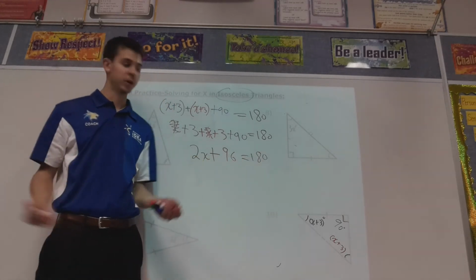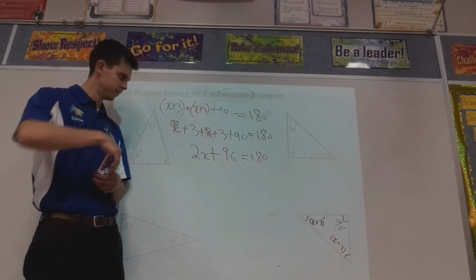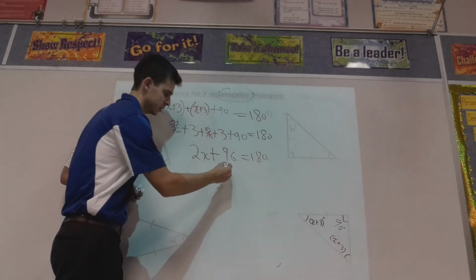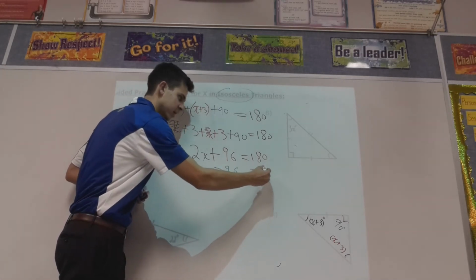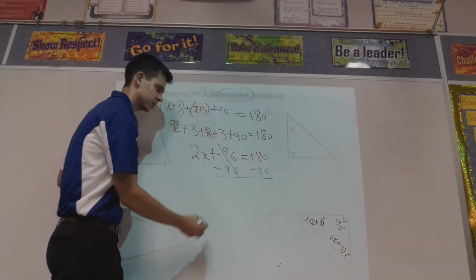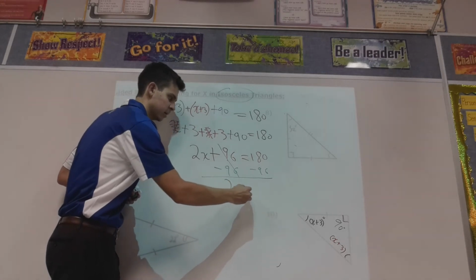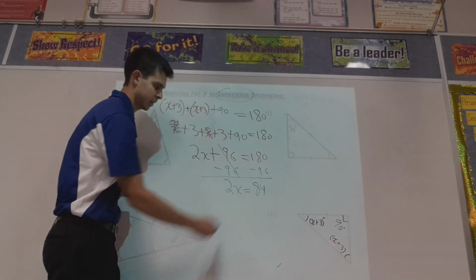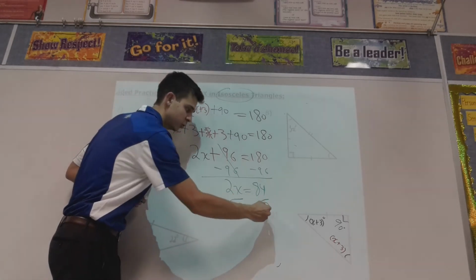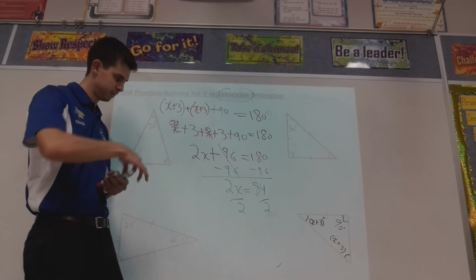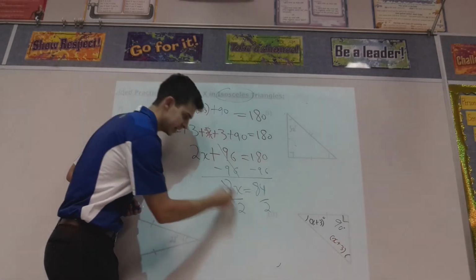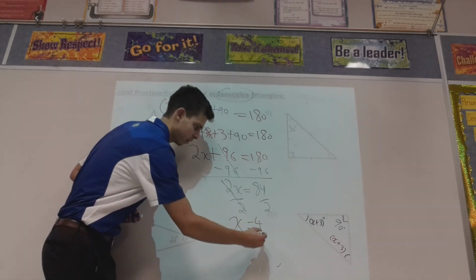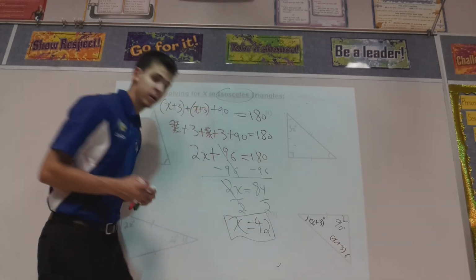Now we're comfortable because now we have a standard two-step equation. Start with the addition or subtraction first. On both sides, these cancel. 2x is equal to 84. Divide both sides by 2, the inverse operation of this multiplication. These cancel, and x is equal to 42. Thank you very much.